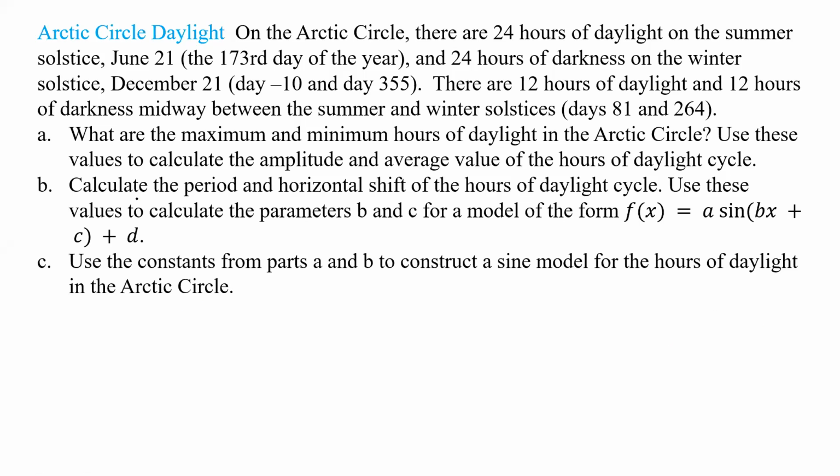And we're supposed to figure out what are the max and min hours of daylight in the Arctic Circle, use these values to calculate the amplitude and average value of the hours of the daylight cycle, then calculate the period and horizontal shift of the hours of the daylight cycle, use these values to calculate the parameters B and C for our model, and then use the constants from parts A and B to construct the overall sine model.